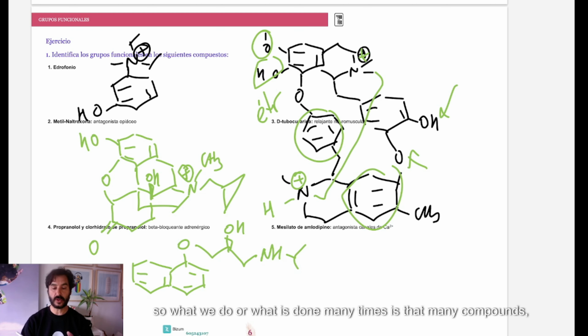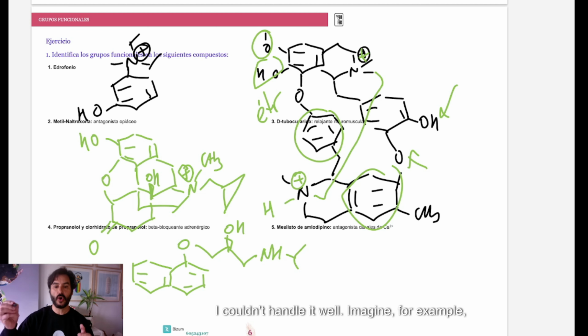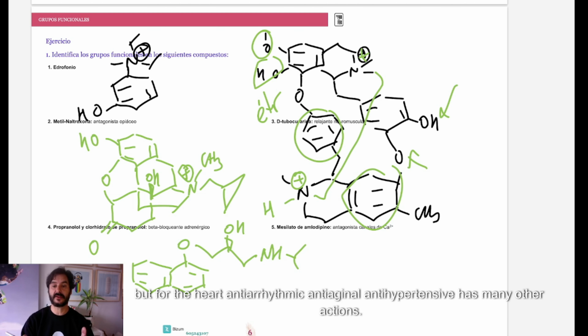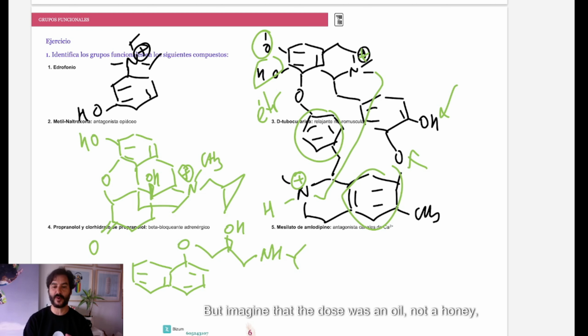Okay, so what is done many times is that many compounds, drugs, are usually oils. An oil is very difficult to handle. Imagine, for example, if I have to dose it into a medicine. This beta-adrenergic blocking drug, beta-1, beta-2, because it is not selective, acts on the heart as an antiarrhythmic, antianginal, antihypertensive, and has many other actions. But imagine that the dose was an oil, like a honey.